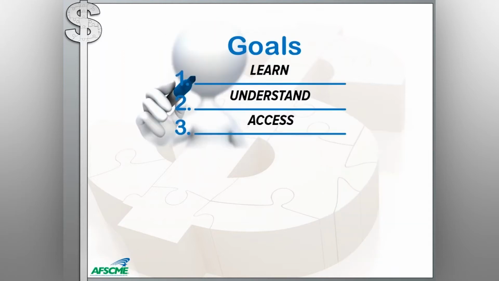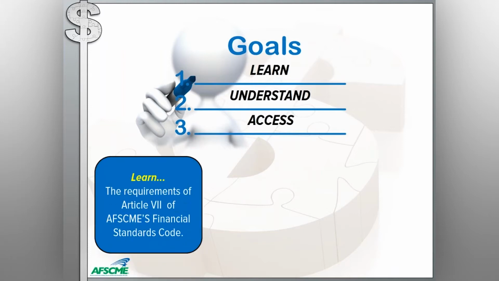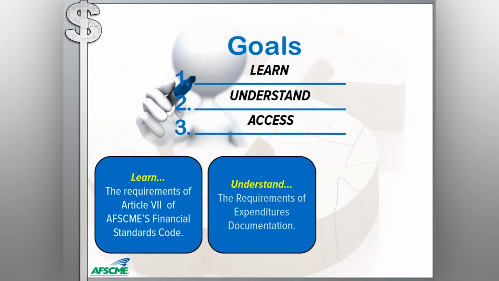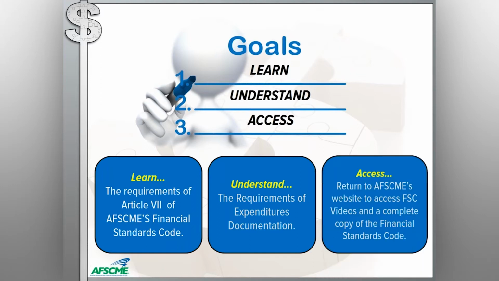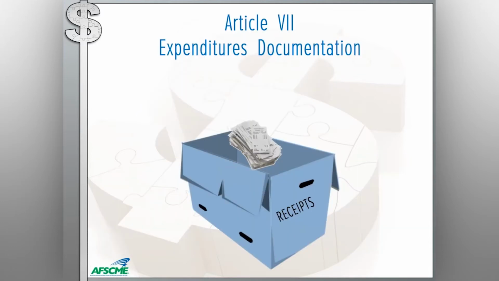Here are your goals. First of all, we want you to learn the requirements of Article 7 of AFSCME's Financial Standards Code. We want you to understand the requirements of expenditures documentation. And we want you to be able to access other Financial Standards Code videos and a complete copy of the Financial Standards Code.